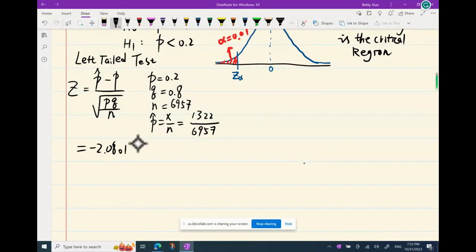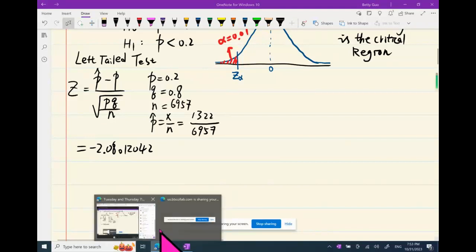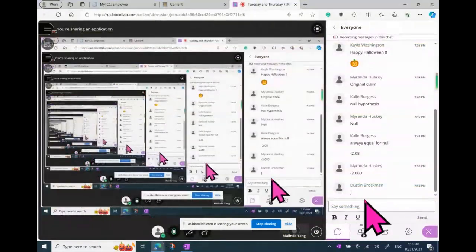I'll write the number here, whatever I have on the calculator: negative 2.08012042. We should have more digits, but the calculator doesn't fit them all, and this is good enough. We have the precision available.